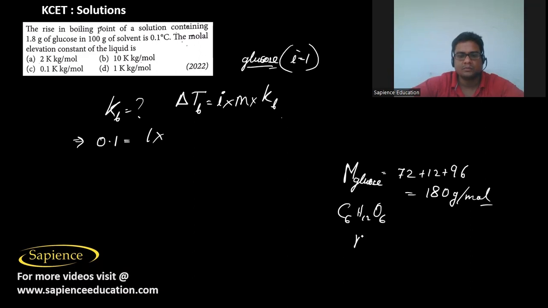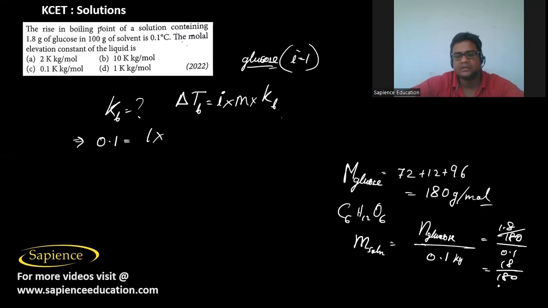So the molality of the glucose solution will be equal to the number of moles of glucose divided by the mass of the solvent in kg. So it is 0.1 kg. So the number of moles of glucose will be 1.8 gram divided by 180, divided by 0.1. So it is 18 by 180, that is 1 by 10, so 0.1. So 0.1 is equal to 0.1 into Kb. So it means that Kb is equal to 1. So it is 1 Kelvin kg per mole.